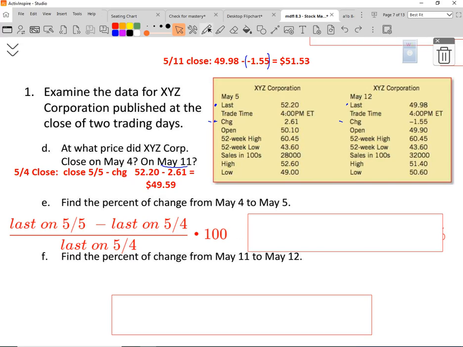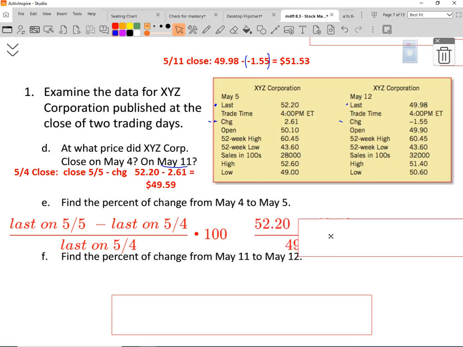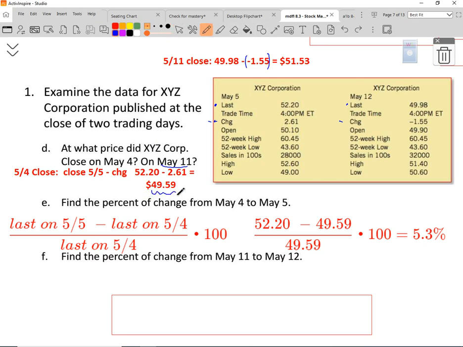And then the other thing you want to make sure you remember when you do this, you're either going to use parentheses here or hit equals before you divide, because that's a fraction bar, right? So the last on May 5th is 52.20, and the last on May 4th is the one we found, 49.59, divided by 49.59. I just hit equals here, and then divide. And then equals here, and then times 100. And this is rounded to the nearest tenth place.